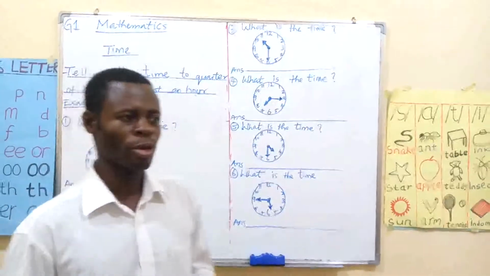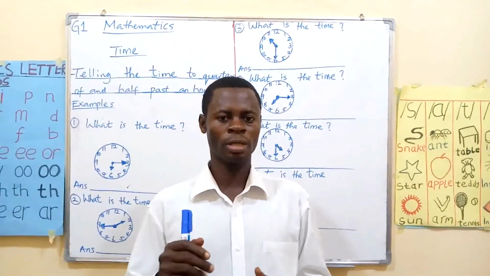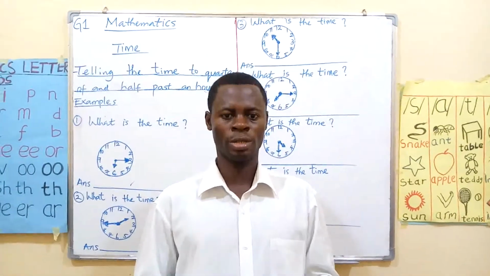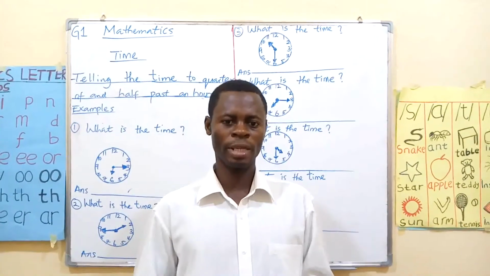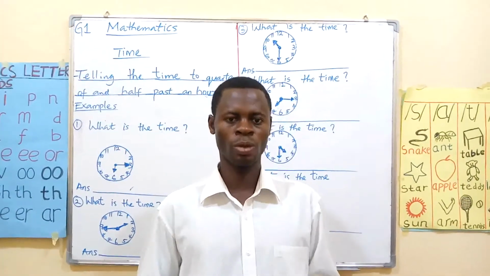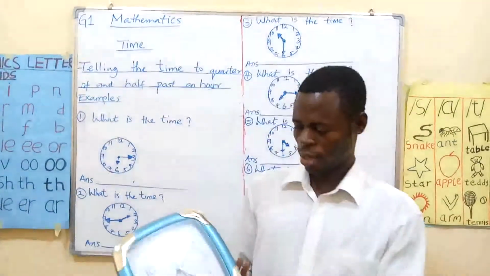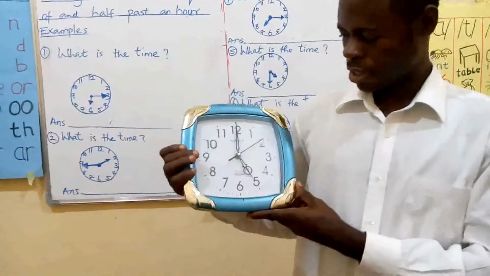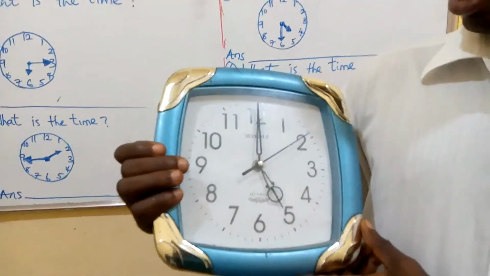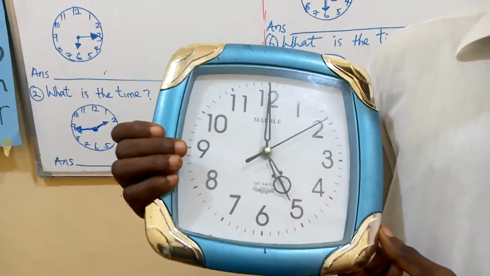Remember I told you that we would be looking at the minute as of then, but today we are going to concentrate on the minutes, when we have quarter past, half past, and quarter to. Using the face of my clock here, please, I want you to pay attention. We are starting with quarter to an hour.